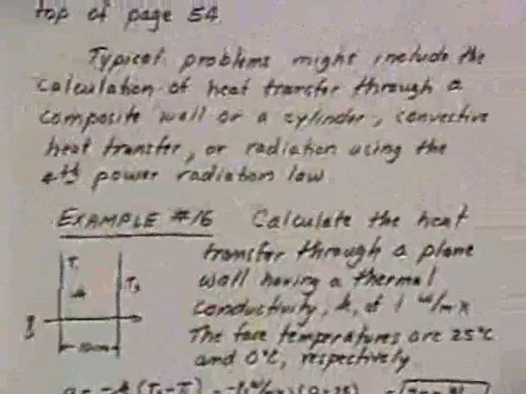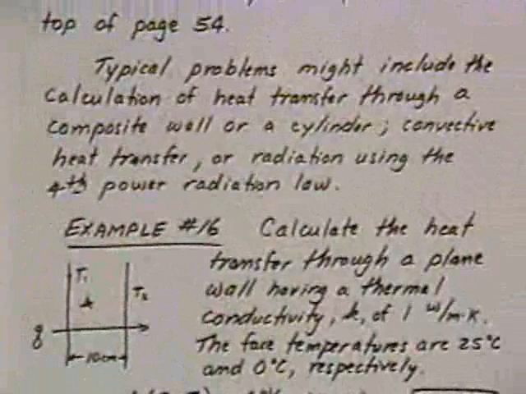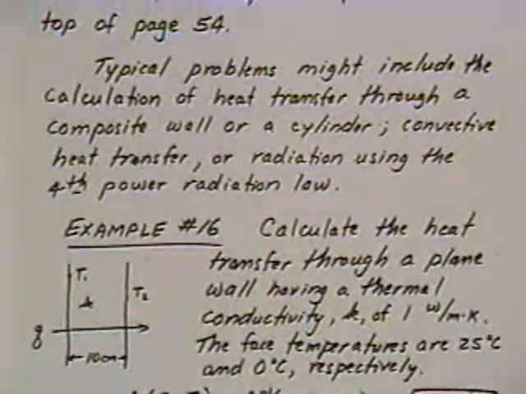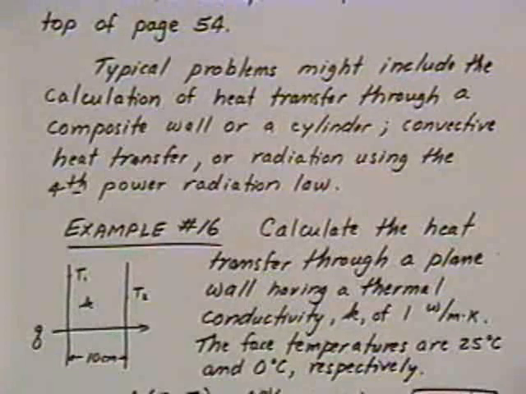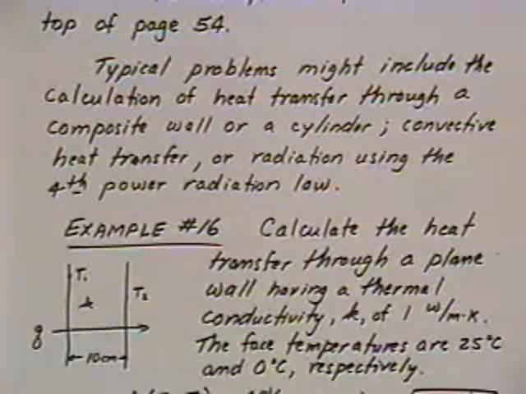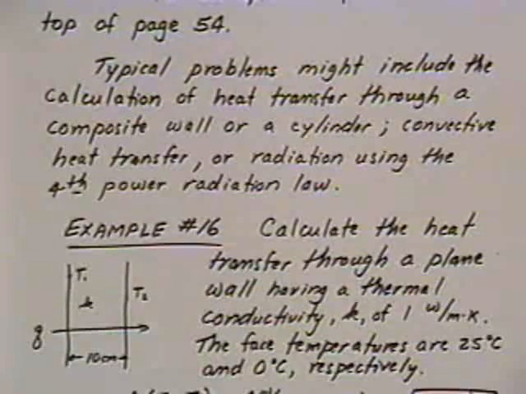Now, the typical problems you might encounter would be heat transfer through a composite wall or a plane wall, or through a cylinder, comparable to a steam pipe with insulation on the outside, where you want to know how much your heat losses are. There could be some problems on convective heat transfer: heat transfer equals heat transfer coefficient h times area times a temperature difference, delta T, or it could be radiation using the fourth power radiation law.